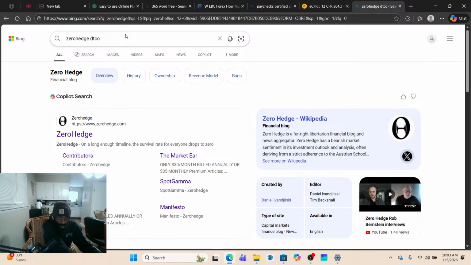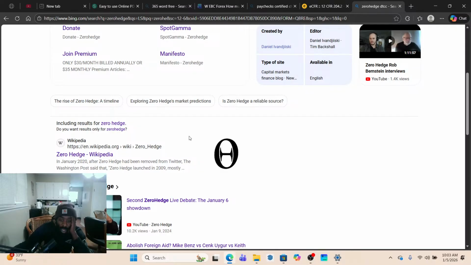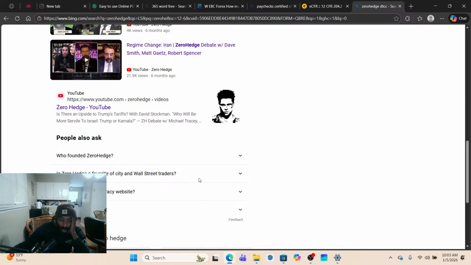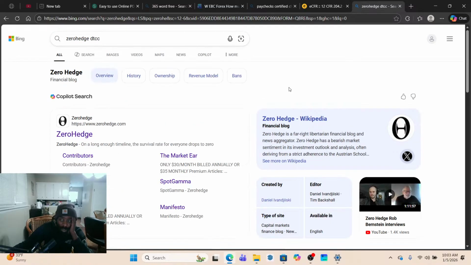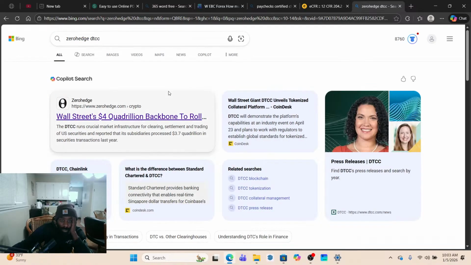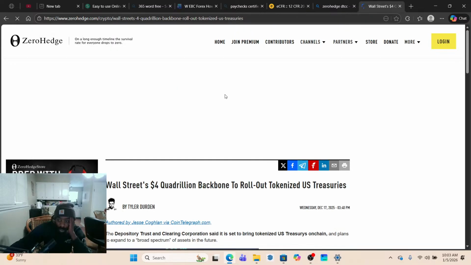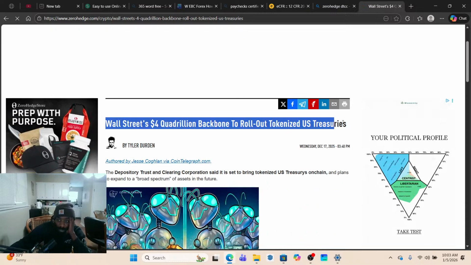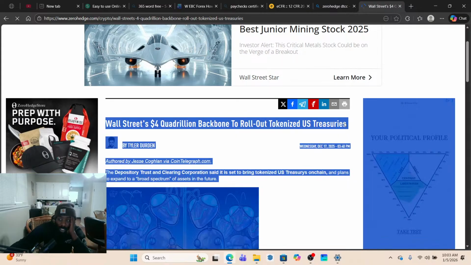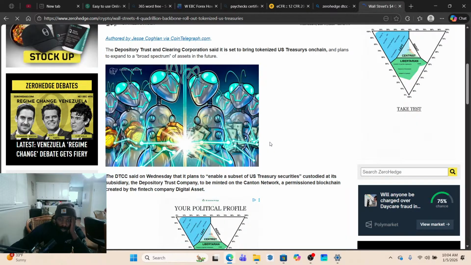Zero Hedge is talking about the DTCC, because this is something that I read and now I didn't save it. That's why I'm telling you guys it's important to save everything. See, now it's called a conspiracy website. This is crazy. There it is. I know I'm not tripping. Tokenized U.S. Treasuries, y'all. This was read in late December. You gotta save this.